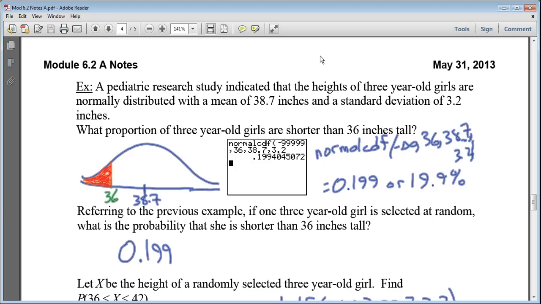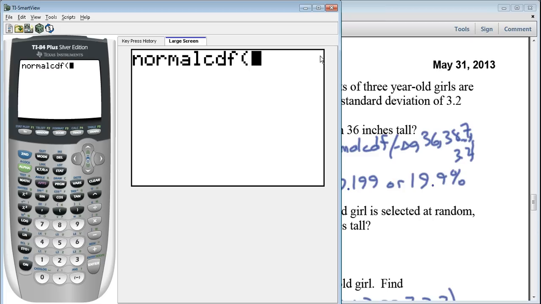Normalcdf requires 4 entries. The first entry is the left end of the area I'm looking for, and the second entry is the right end of the area I'm looking for. Now this area extends to the left. Remember, the normal curve extends infinitely in both directions. So in reality, there is no left end to the area. It extends to negative infinity. Since I can't enter negative infinity on the calculator, I enter in a very large negative number. I frequently enter in negative and then do several 9s in a row. This is usually fine. Some other people do it differently, and if you have a way that you prefer to do it, that's fine.